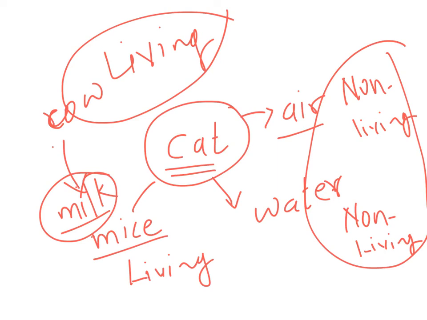Make your own mind map like this, like how Didi has made, where she has taken one animal, which is cat. You can take some other animal or another living thing. Write down their needs. And then, are they living things or non-living things?